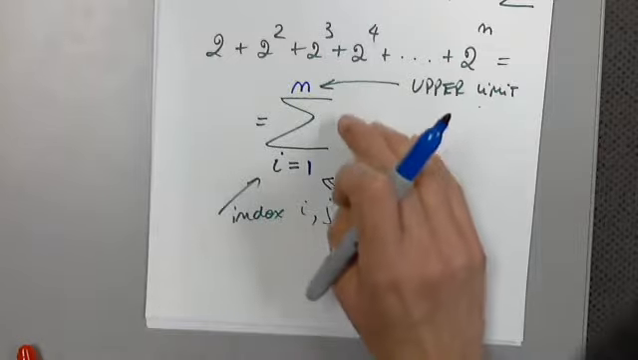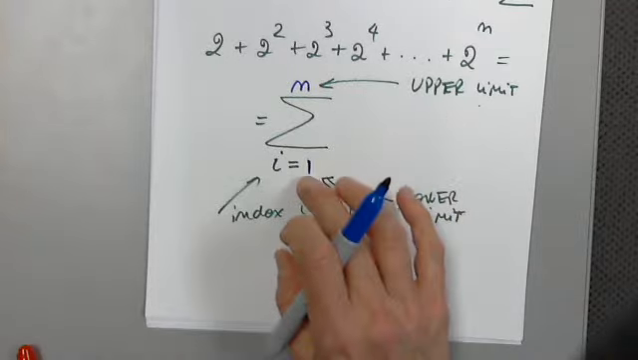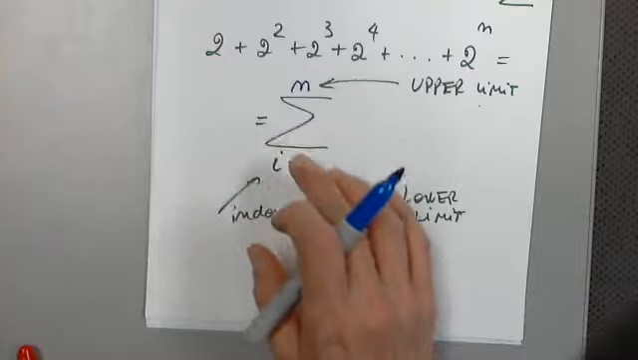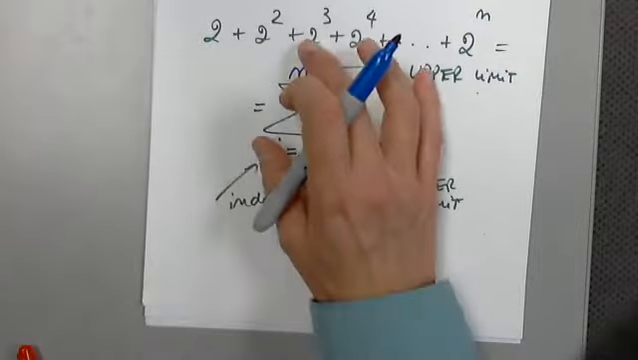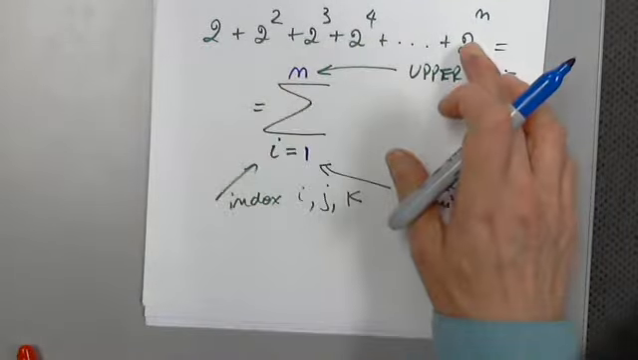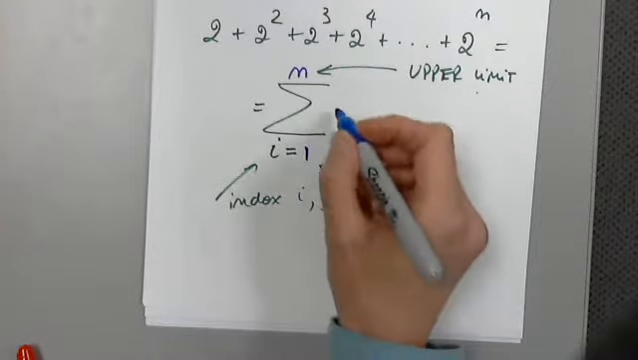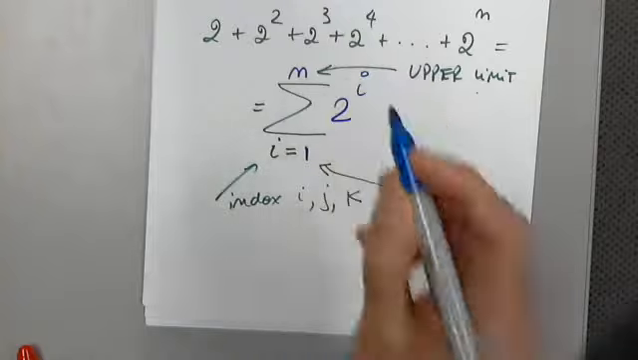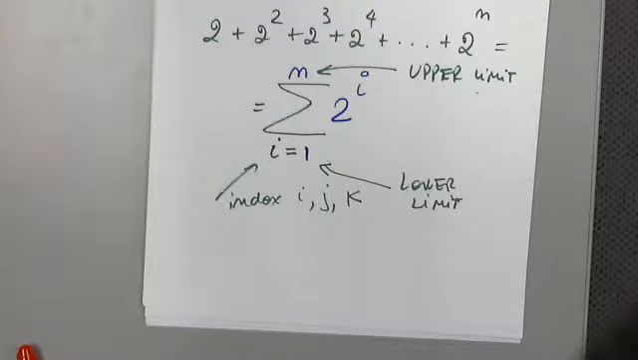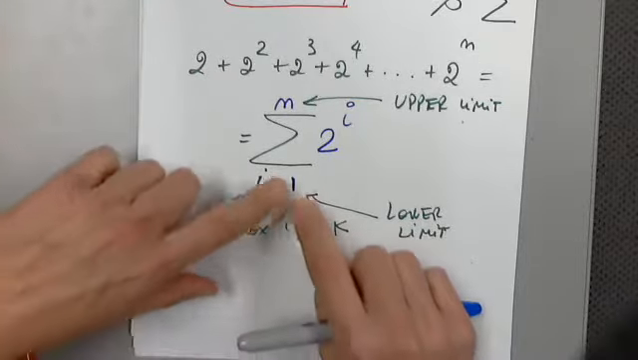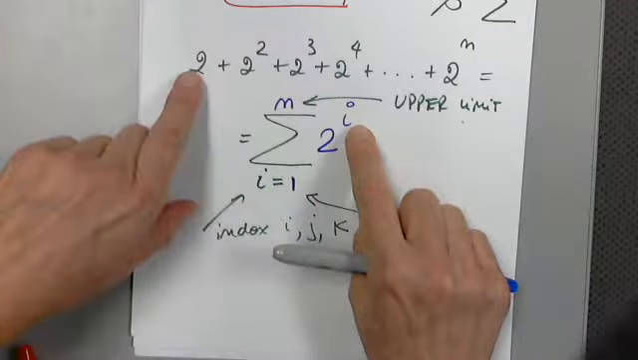Now, I have to write here something that when i is 1, I get this. When i is 2, I get this. When i is 3, I get this. And when i is n, I get this. So what do I write here? Very good. So, when i is 1, I have 2.